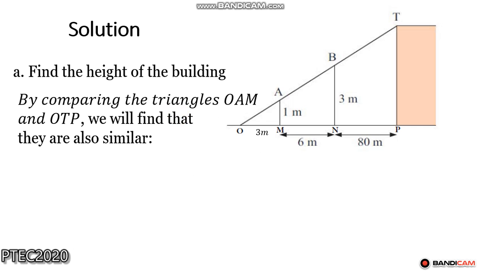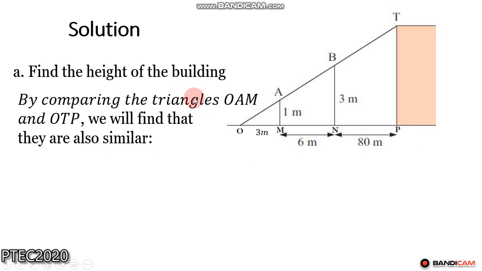I think there is another method to find the distance from T to P, but since we already proved that the triangles here are similar, you need to compare triangle OAM. Or actually, it's not only OAM, you can compare triangle OBN, which is also fine, and triangle OTP. Using the same method as question A, you can compare that the two triangles are similar, which means that triangle OAM is similar to triangle OTP.